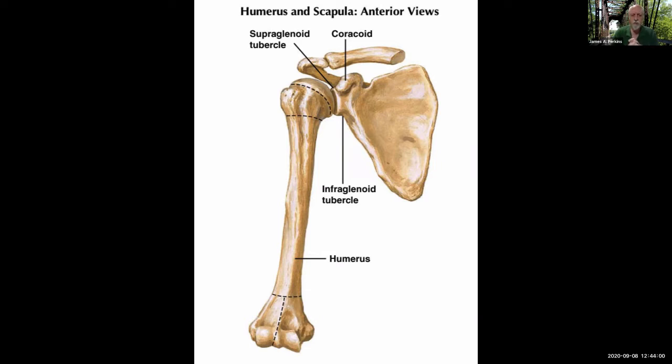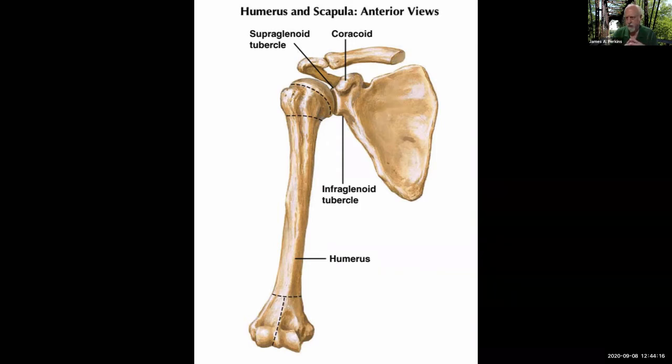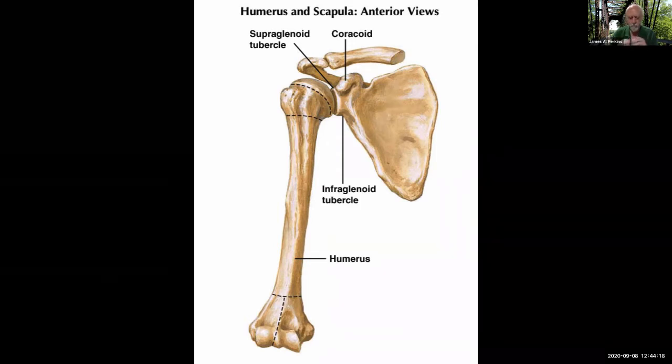There are also these two small roughened areas that lie superior and inferior to the glenoid fossa. The supraglenoid tubercle just superior to the glenoid, and infraglenoid tubercle just inferior to it. And these are also associated with muscle attachments for some of the muscles in the brachium.